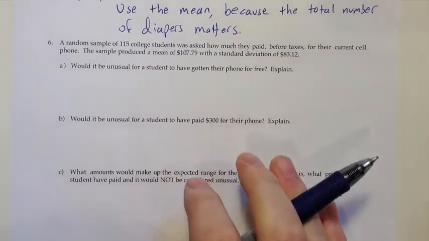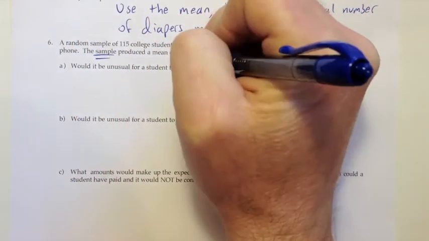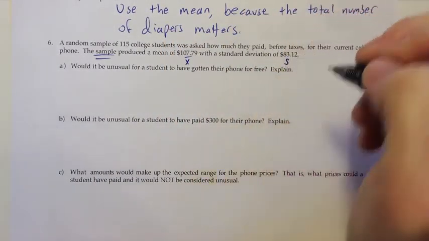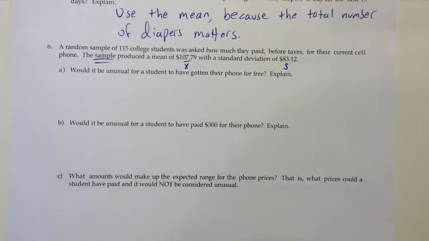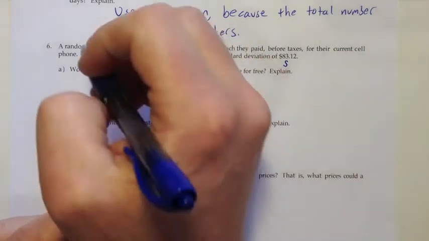Alright, moving on to the last problem, number 6. We have a random sample of 115 college students were asked how much they paid before tax for their current cell phone, and the sample produced a mean of 107.79 and a standard deviation of 83.12. And just a quick comment, since it was a sample, the mean they're talking about would be an X bar, and the standard deviation they're talking about would be an S. And then they want us to know, would it be unusual for a student to have gotten their phone for free? And so let's see how the calculation comes out on that.